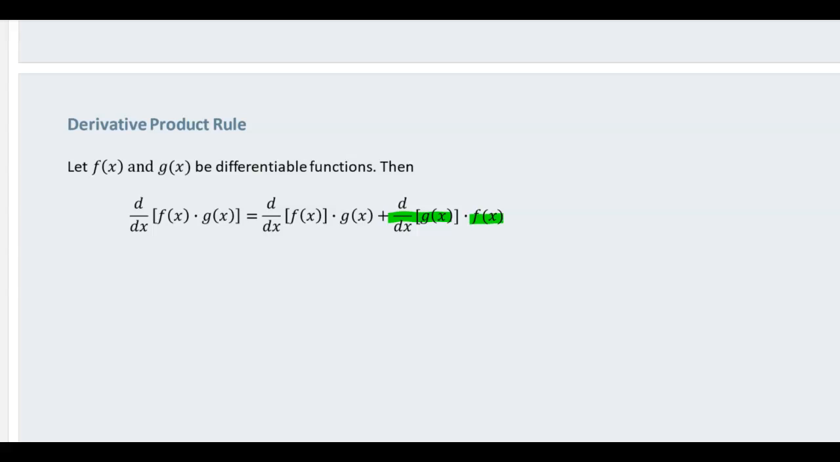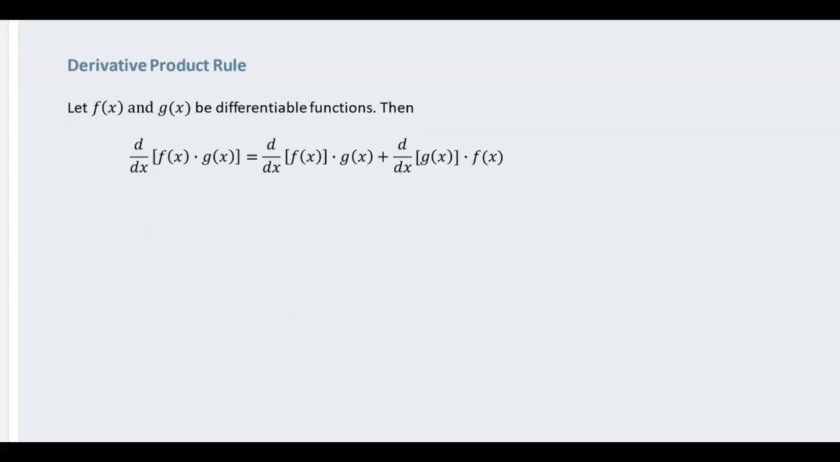So in a way, if you think about it, we're taking the derivative here and multiplying it by this g that's left. And then we're taking the derivative of this and multiplying it by this that's left. So the way that we'll use this, let me do an example problem.